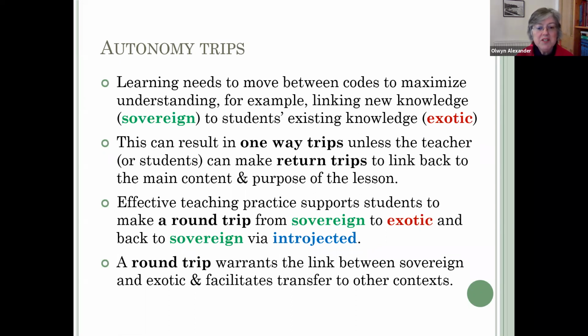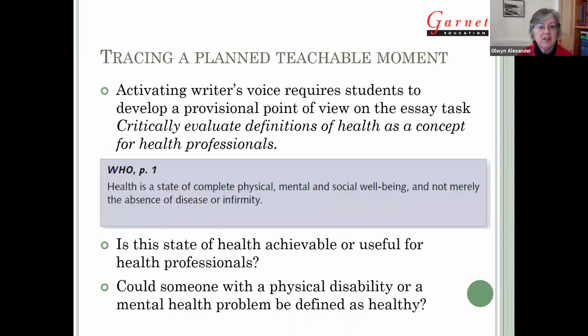So effective teaching practice supports the students to make a round trip. They want to go from sovereign to exotic and back to sovereign via Introjected for an explanation. And what we can really say is a round trip warrants the link between the sovereign and the exotic and facilitates the transfer to other contexts.